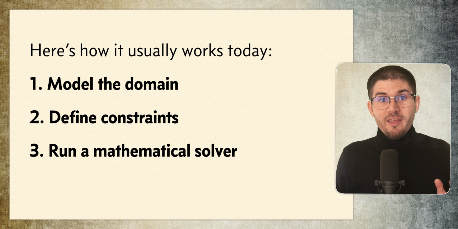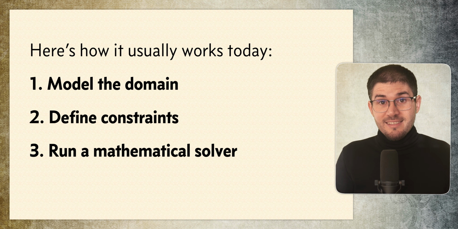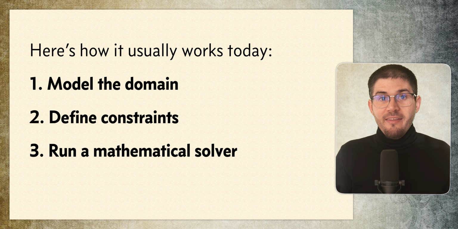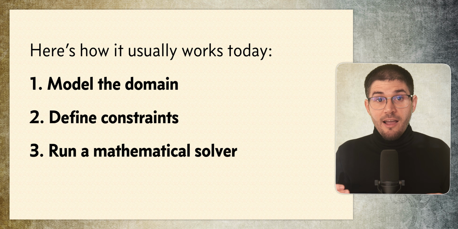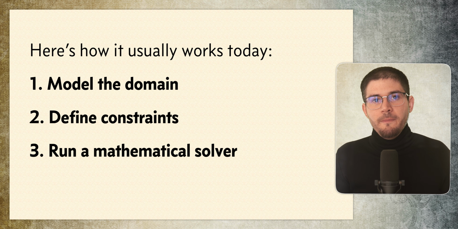Here is how it usually works today. First, you model your domain, the entities, resources, and tasks. Then you define constraints, the rules that cannot be broken, and then you run a computational program that implements a mathematical solver to find the optimal solution.